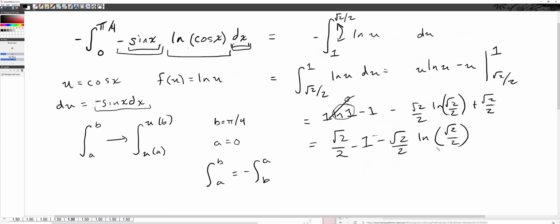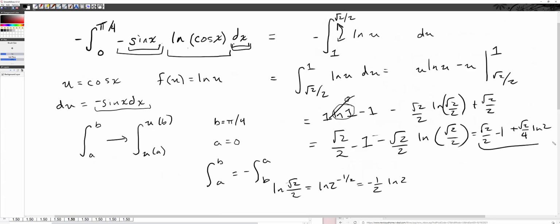Now, if you want to continue simplifying, ln of the square root of 2 over 2 is actually ln of 2 to the minus 1/2, which is minus 1/2 of ln 2. And we can plug that in here to get something a little bit more simple. This is going to be plus square root of 2 over 4 ln of 2, and that is your answer.